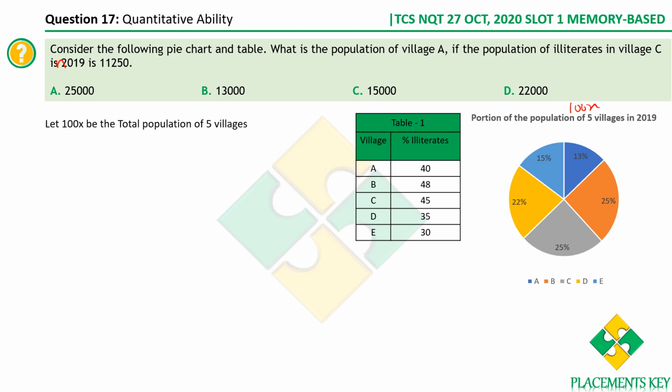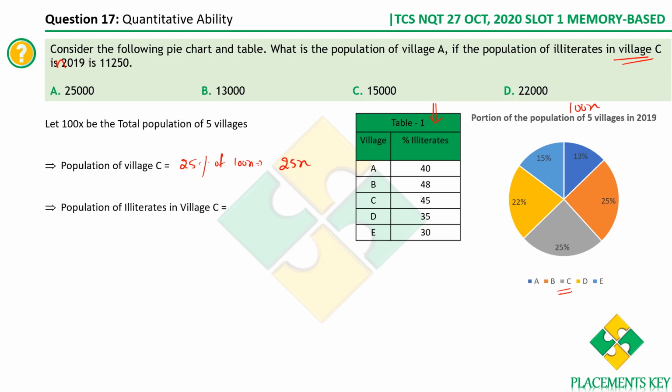Now, what does the table say? It says the percentage of illiterates in each of the villages. Now see, what is the population of village C? We are concerned about village C here, because the value is given, 11,250. Village C's population is the gray area, which is 25%. We know the total population is 100x. Therefore C's population is 25% of 100x, which is 25x.